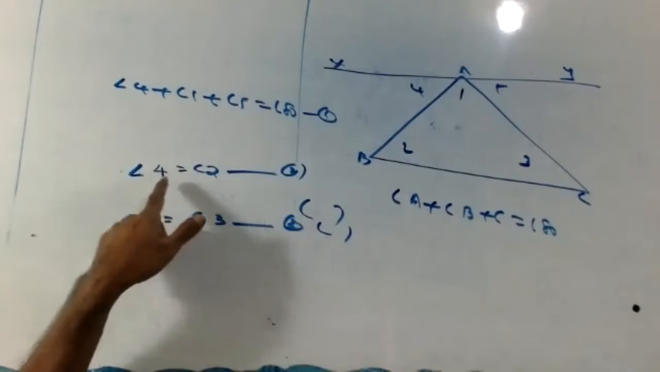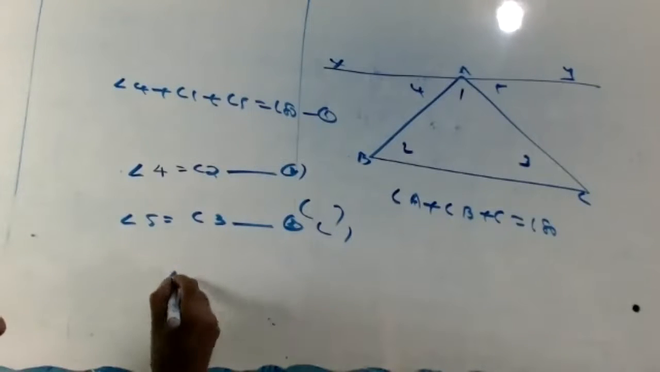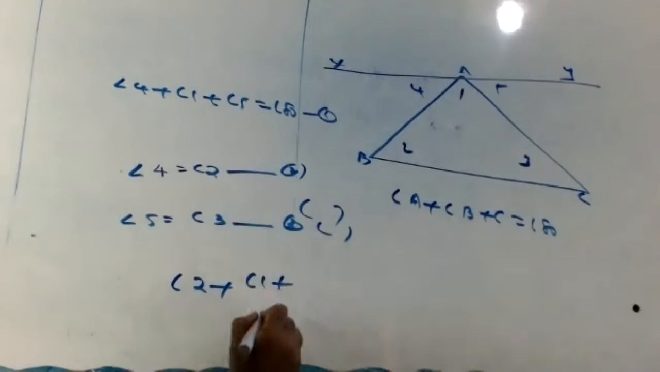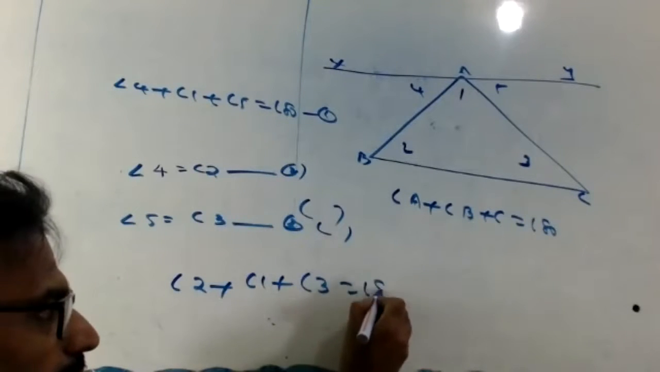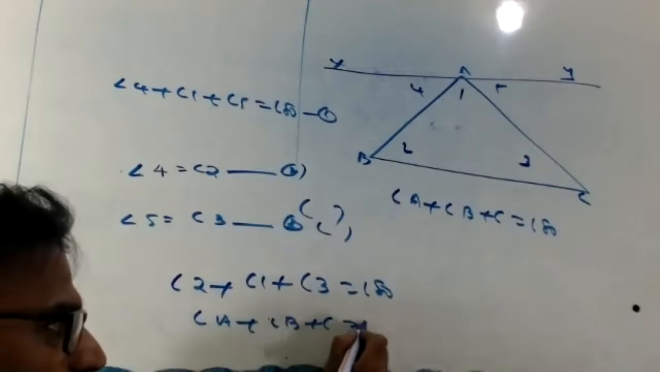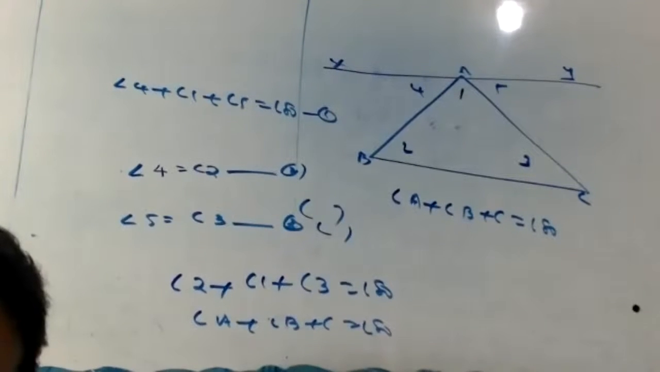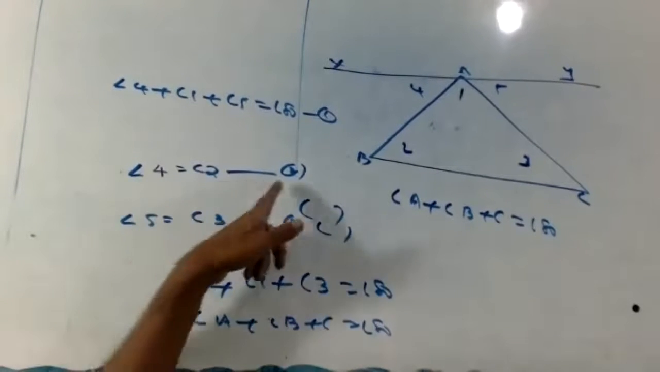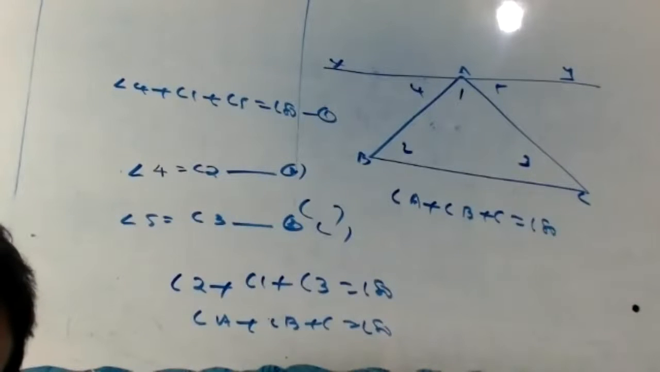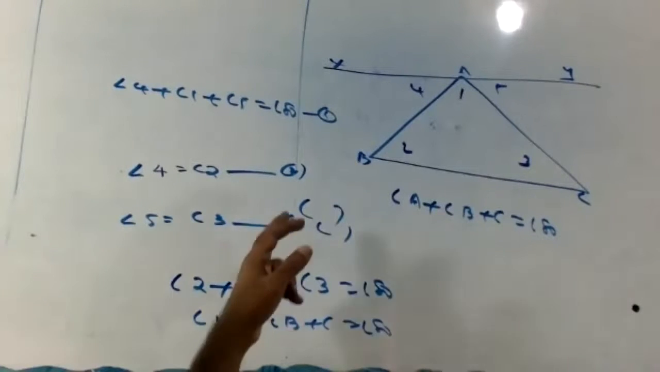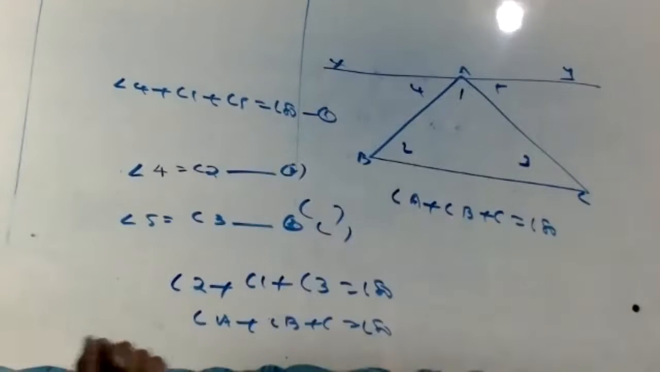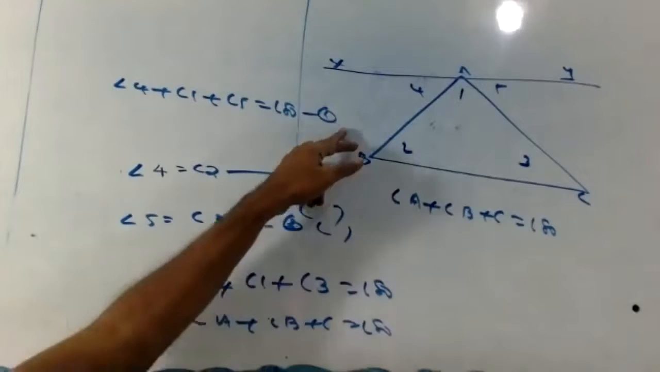Now we substitute. Instead of 4, what? 2. 1 is here. 5 is 3, equal to 180. That means what? Angle A plus angle B plus angle C is 180 degrees. Agree or no? Okay. Then write: substitute 2 and 3 in equation 1.